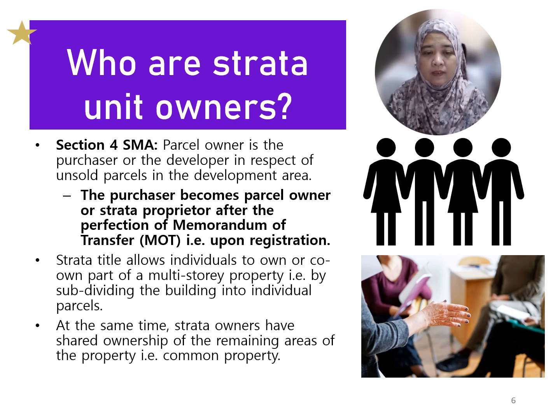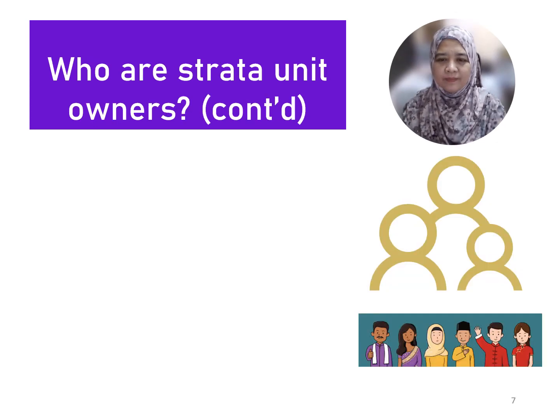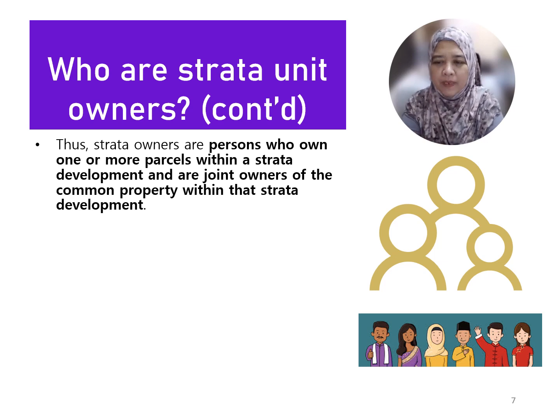Then it says there, at the same time, strata owners have shared ownership of the remaining areas of the property. So anything outside the parcel, outside the accessory parcel, outside the provisional block, itu semua adalah common property. Means everybody owns, kan? Nama dia pun common property. So what does this mean?